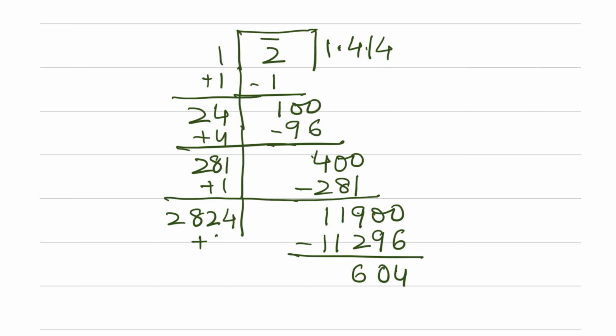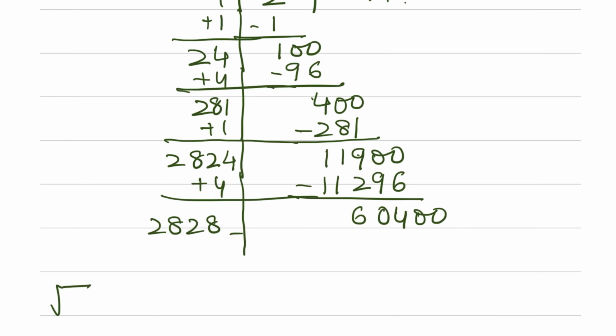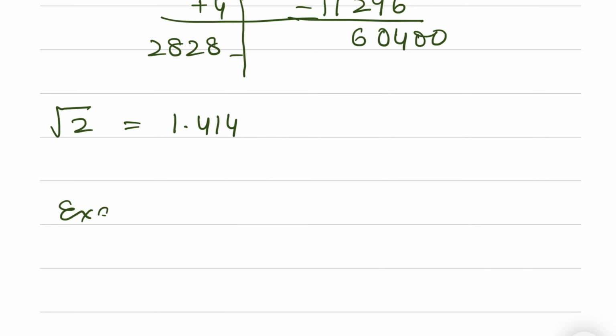Then I can add 4 here for the next step and 2 zeros here. So 2, 8, 2, 8, and I'll have to add one more units digit and the thing will keep on going like that. So I can write down root 2 is equal to 1.414. Now let's take example 11.